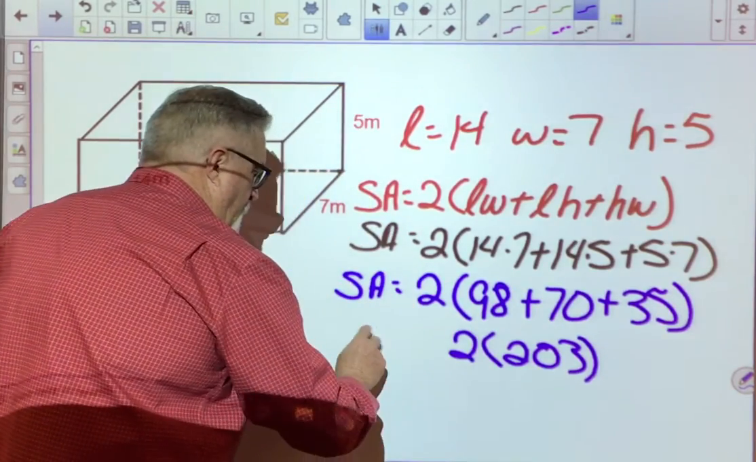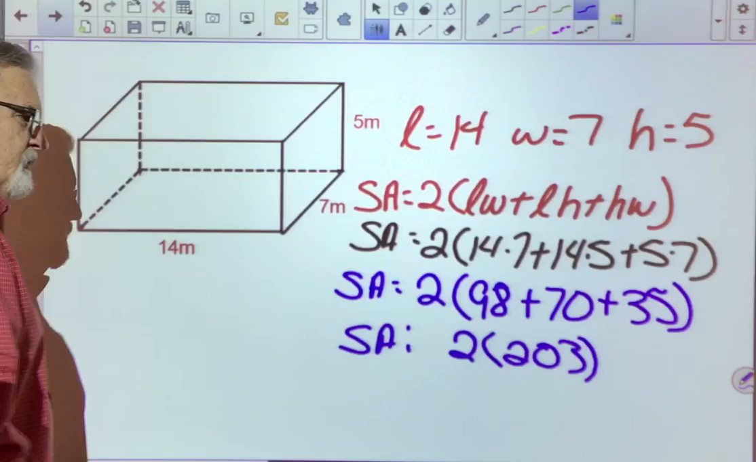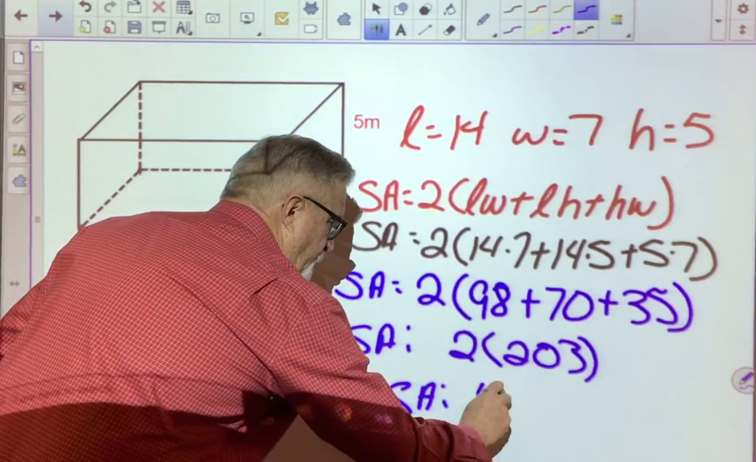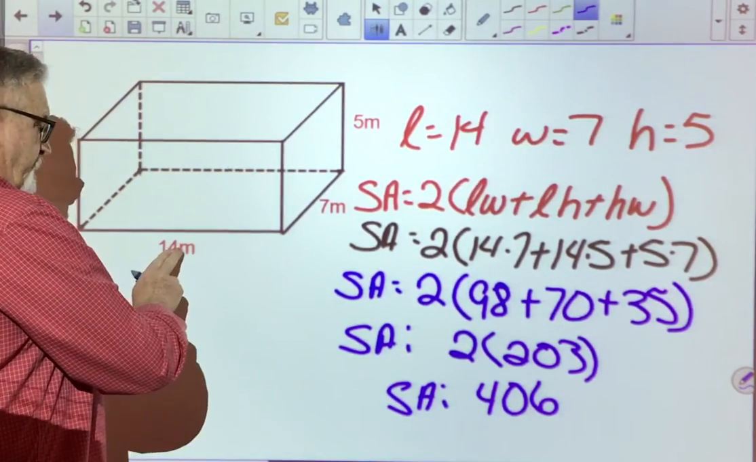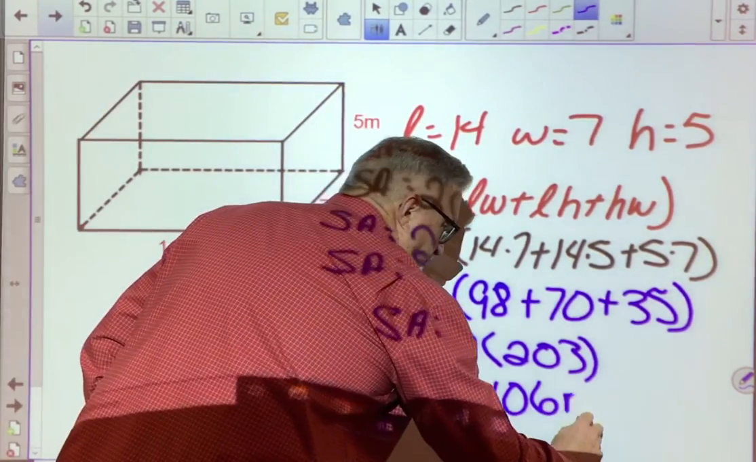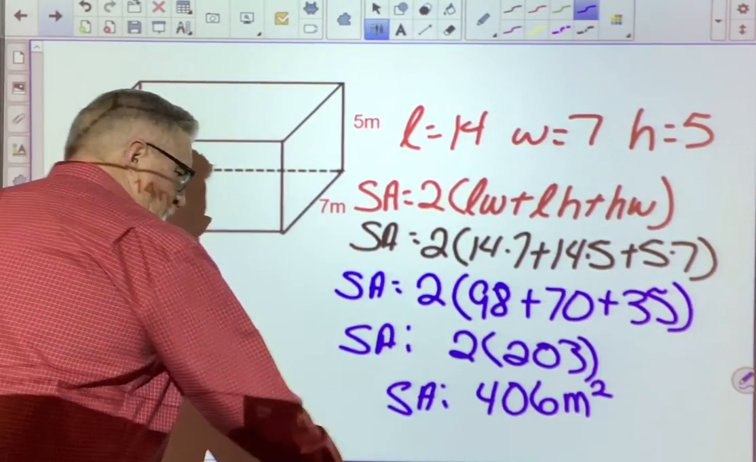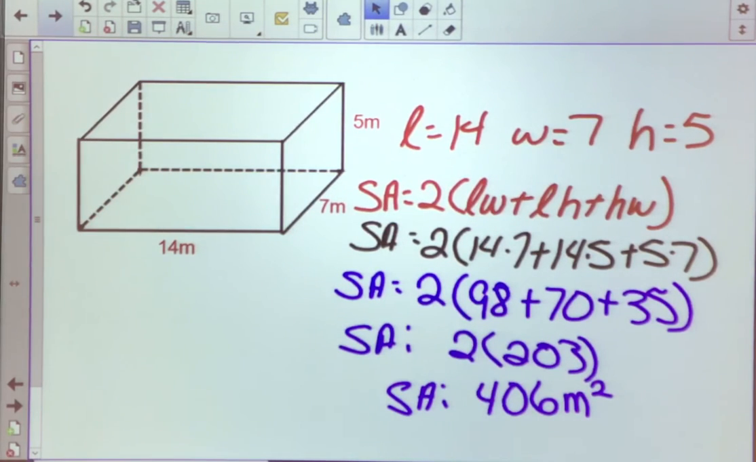We still need to multiply it by 2. So 2 times 203, our surface area is 406. We need to put a tag on it, remember, and so this is going to be meters. We're talking area, so it's units squared. So our solution is 406 meters squared, or square meters.